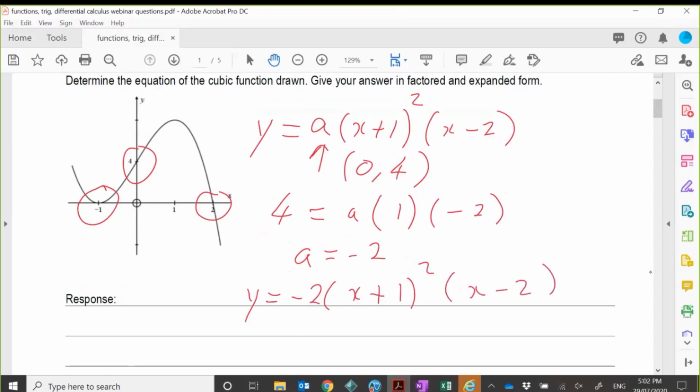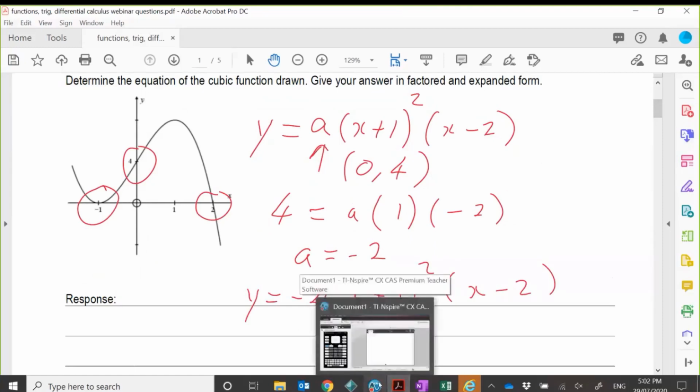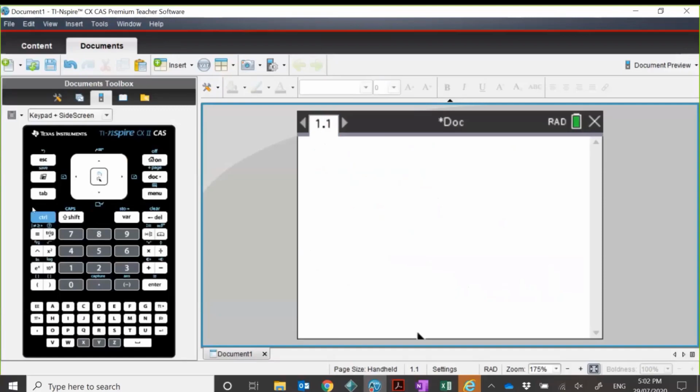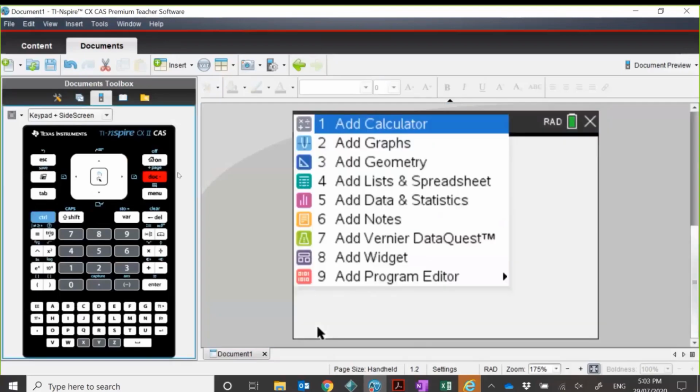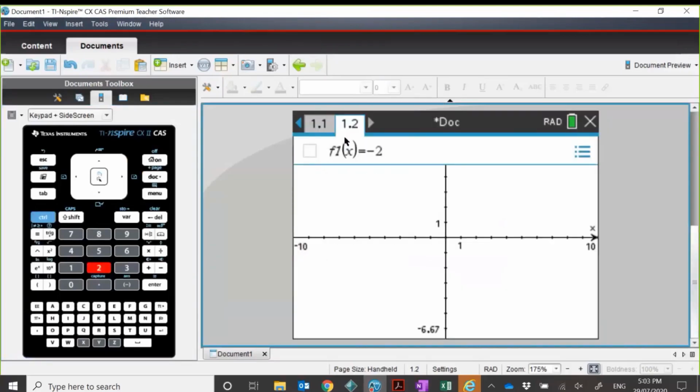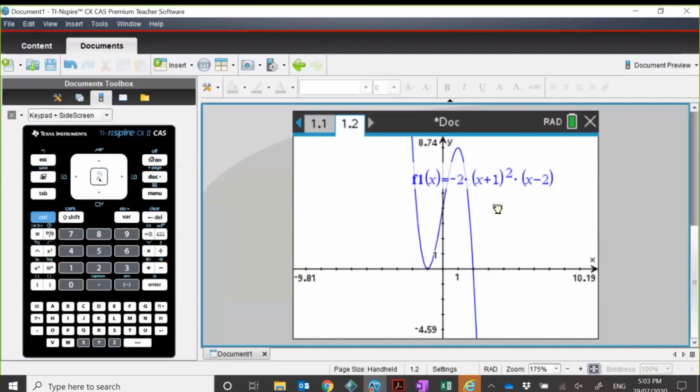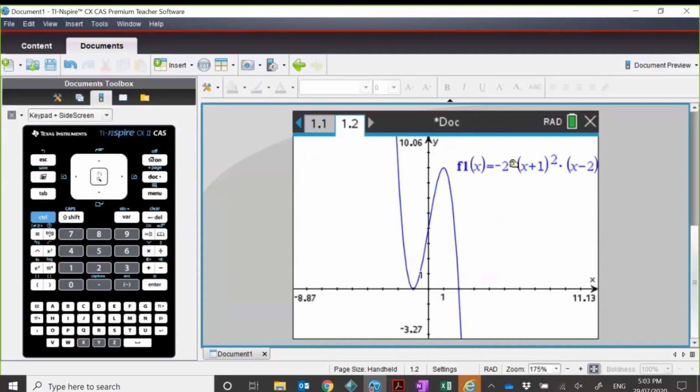Now, the second part of that question is to answer in expanded form, and this is where you can use your calculator. It doesn't take you long to do that by hand. So let's just have a quick look on the calculator. I'm going to graph that first of all. So if I add in a graphs page, we have -2 multiplied by, it was x plus 1 squared, multiplied by x take 2. And if I graph that, there is my cubic that we've just come up with.